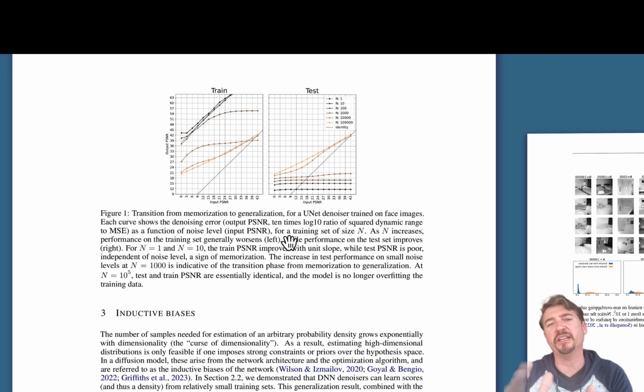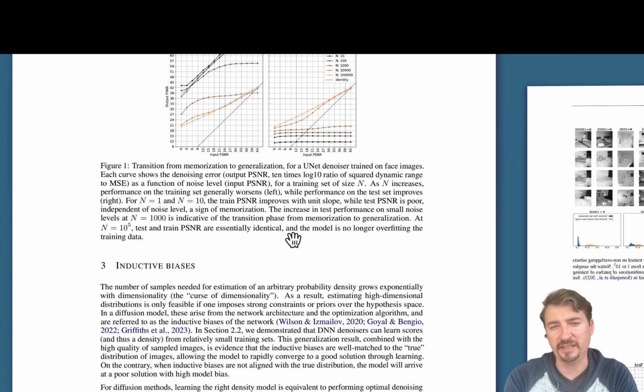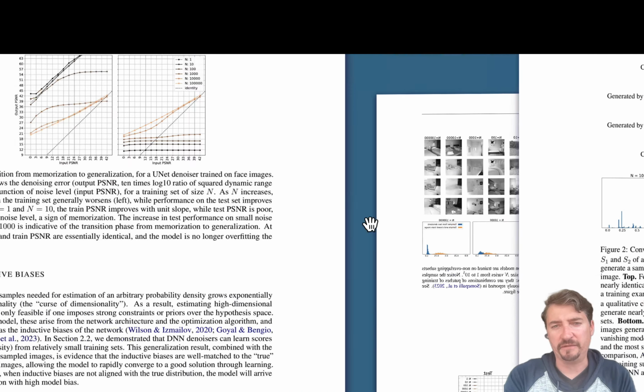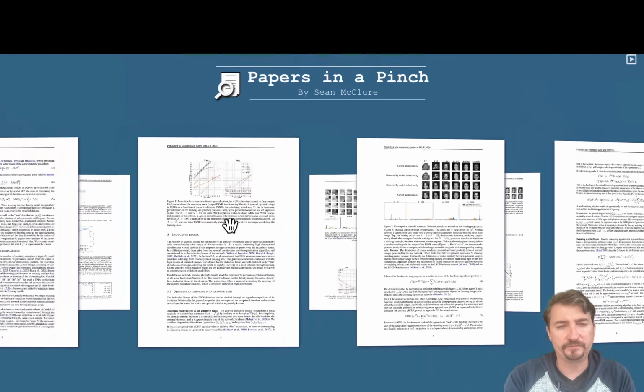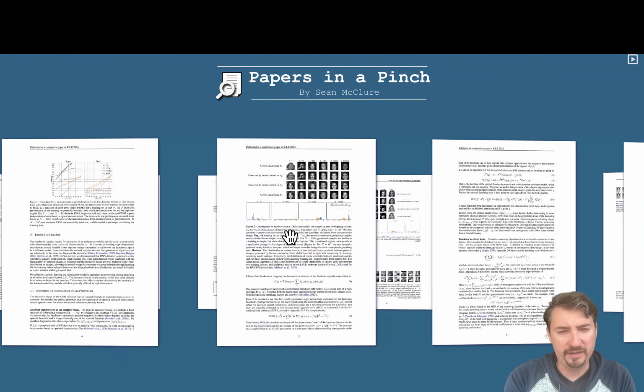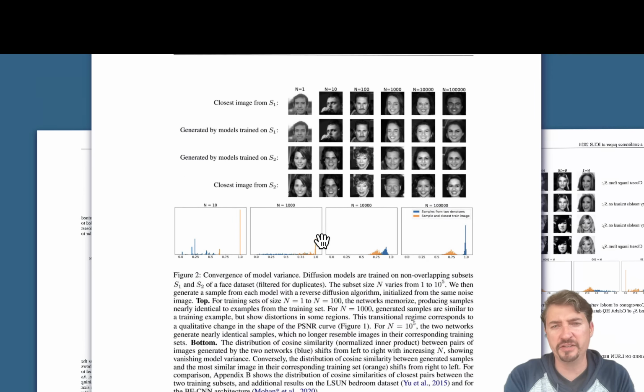Okay, so that's the first indication that even though there's other research going on that suggests maybe there's memorization happening, that doesn't seem to be the case with these diffusion models. But let's get into more of the interesting stuff here, I think, especially the eigen decomposition stuff. But here's another example here.